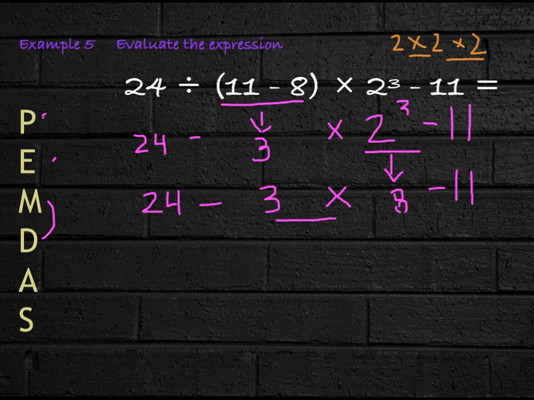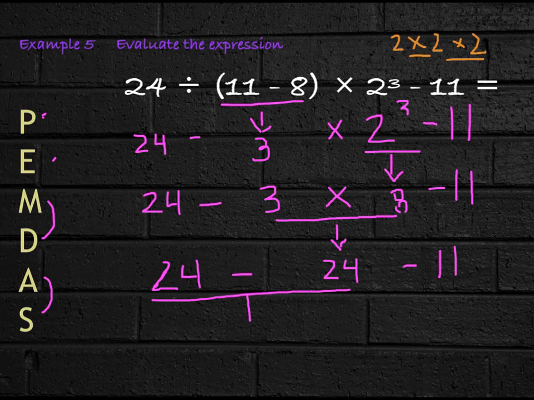Now we move on to multiplication and division. So we skip the 24 minus 3 and we go directly to the multiplication. 3 times 8, bring that down. That gives us 24, and then we'll bring the rest of it down. Okay, so I don't see any more multiplication and division now that we brought everything down, so we can just move on to addition and subtraction. So now we have 24 minus 24.